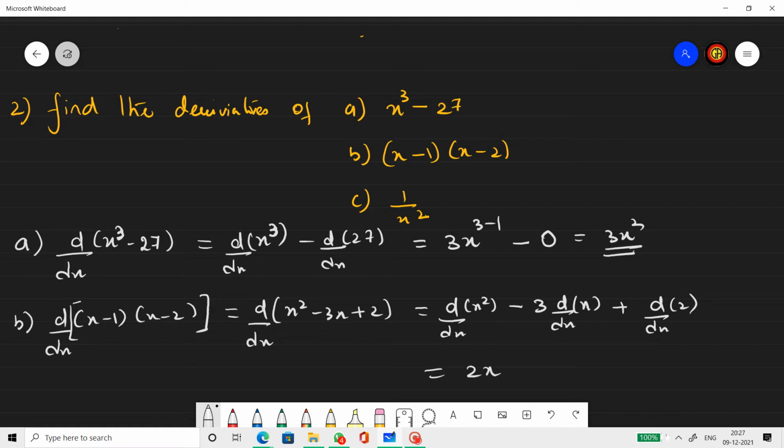Differentiation of x square is 2x. Differentiation of x is 1, so 3 into 1. And differentiation of a constant is 0. So 2x minus 3 is the answer.